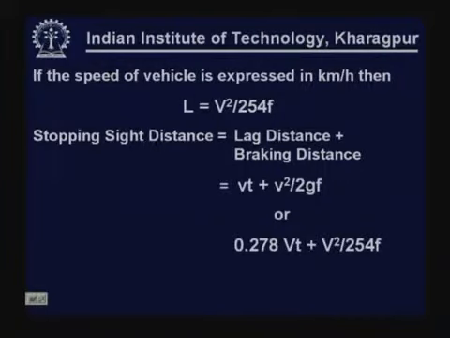So, therefore, the stopping sight distance is lag distance plus braking distance. So, either it is v into t plus v square by 2 g f if v is in meter per second, or it is 0.278 v t plus v square by 254 f. In this case, v is in kilometer per hour, and in both cases t is the perception reaction time in second, which the design value is 2.5.